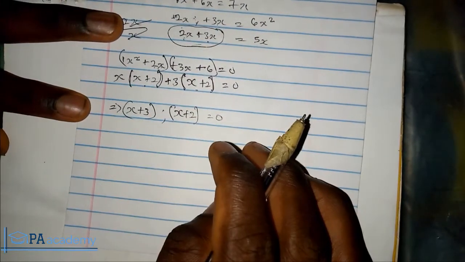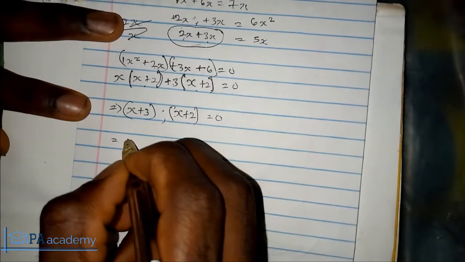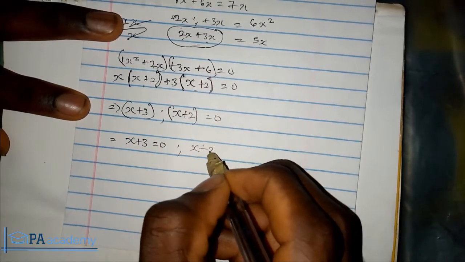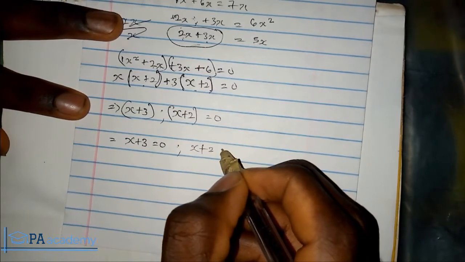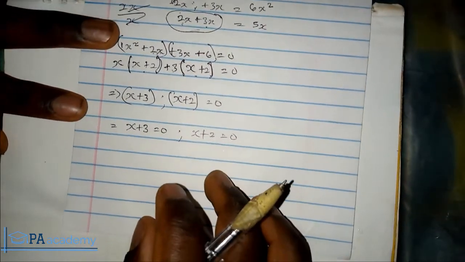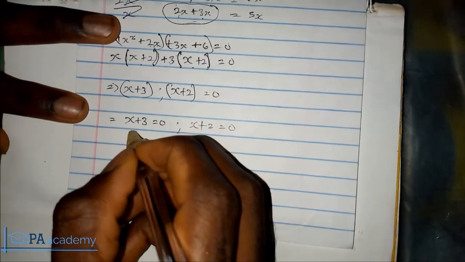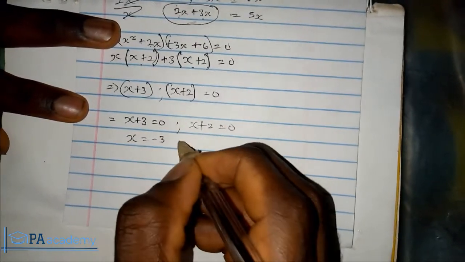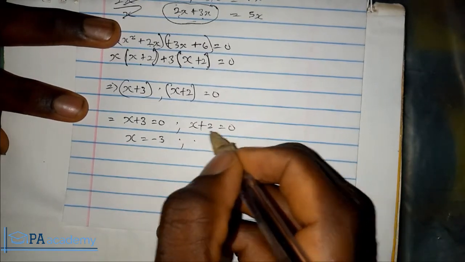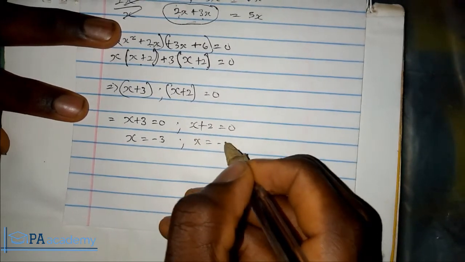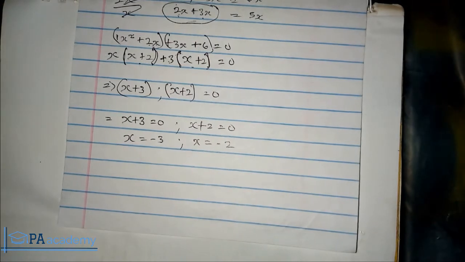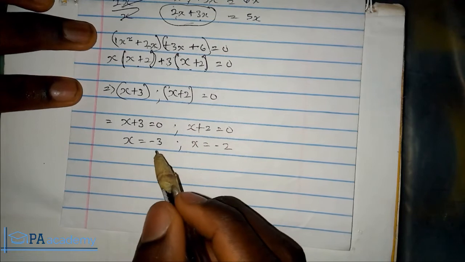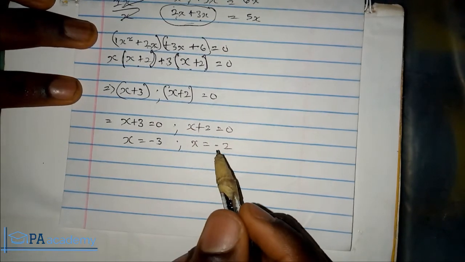So now we are going to break it apart. So we are going to have x plus 3 equals to 0, and x plus 2 is equals to 0. So now let's make x the subject of the formula. If 3 should go to the other side, we have x is equals to minus 3. And if 2 should go to the other side, we have x is equals to minus 2. So that gives us the roots of the equation, which are minus 3 and minus 2.